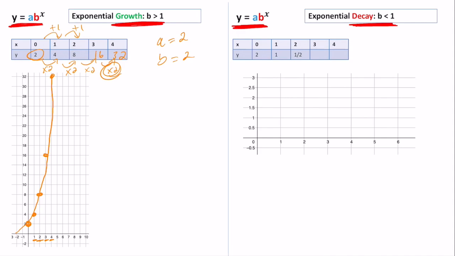Now, exponential decay, we're still doing the same thing here. X is just going plus 1, right? But look at what's happening to the y. We went from 2 to 1. Well, that looks like division, right? Because then we went from 1 to 1/2. We're getting 1 is half of 2. Half is half of 1.